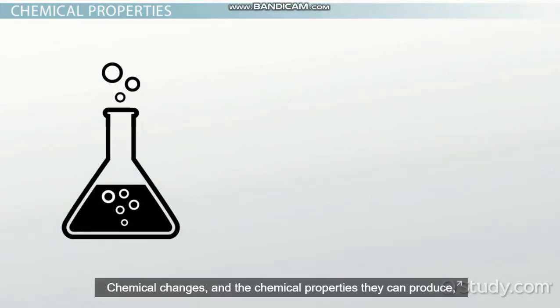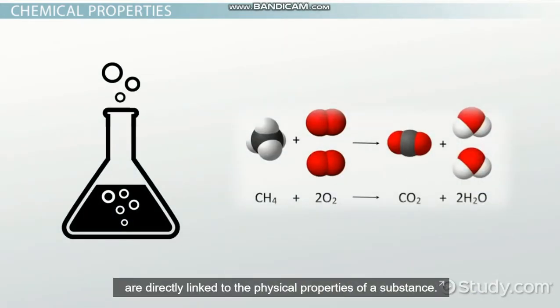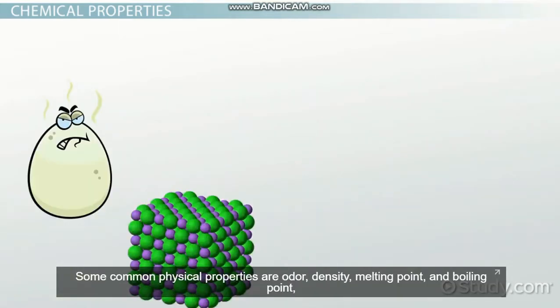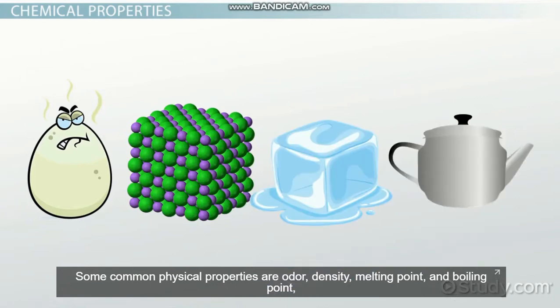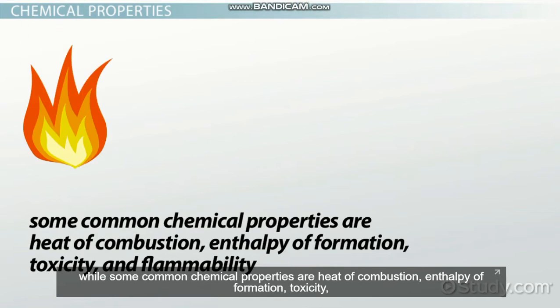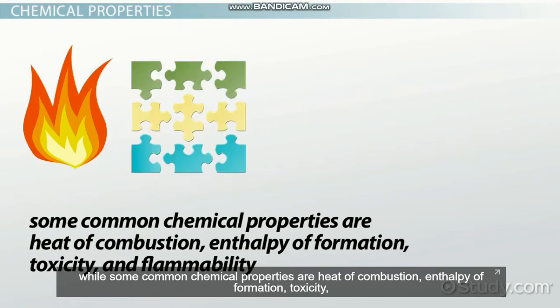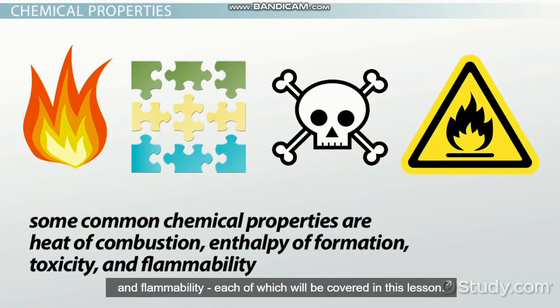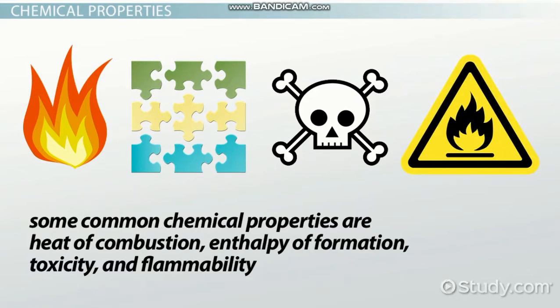Chemical changes and the chemical properties they can produce are directly linked to the physical properties of a substance. Some common physical properties are odor, density, melting point, and boiling point, while some common chemical properties are heat of combustion, enthalpy of formation, toxicity, and flammability, each of which will be covered in this lesson.